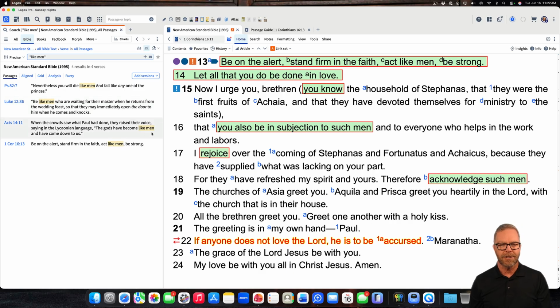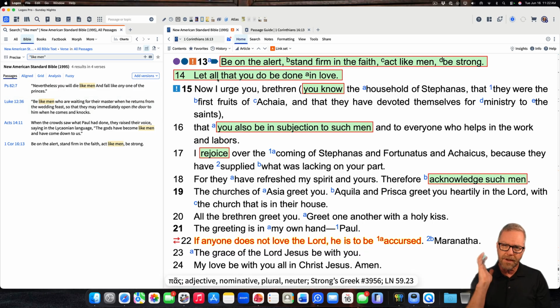You have the crowd saying to Paul and Barnabas, you know, the gods have become like men. And then you have our text. So just this one cross-reference, but it's still a good cross-reference, right? And maybe from that cross-reference, you could find other cross-references to look at. We're going to talk about how to do that in more detail later.